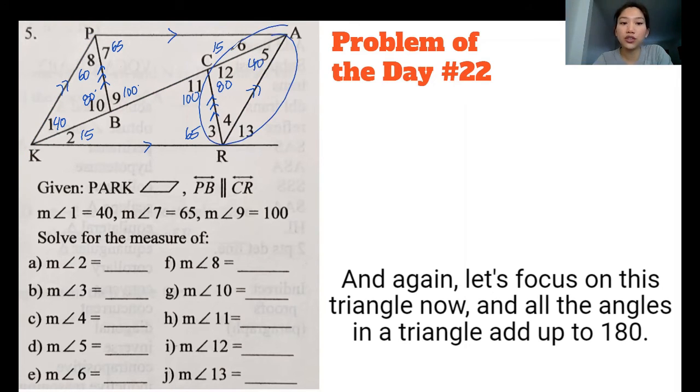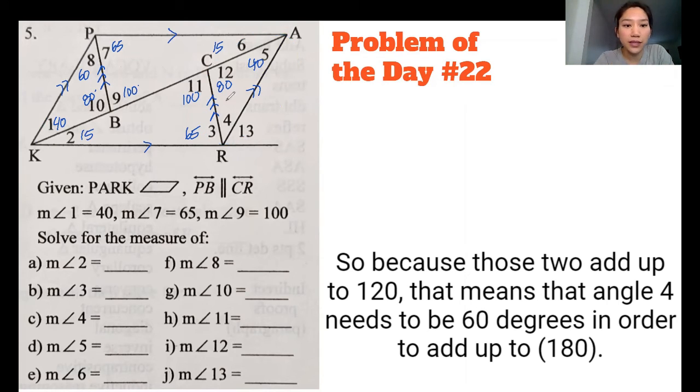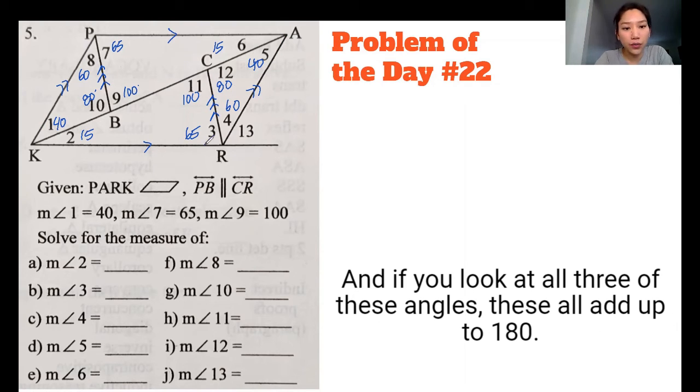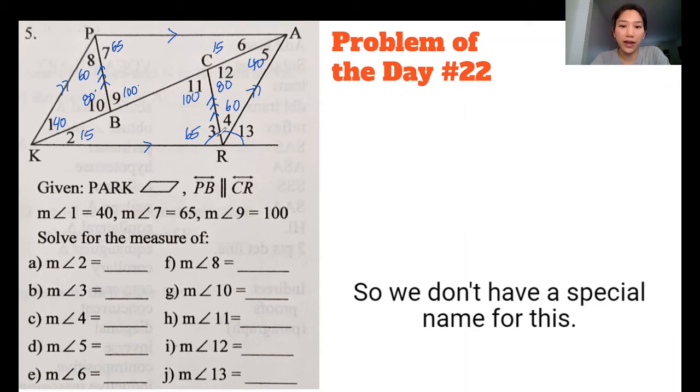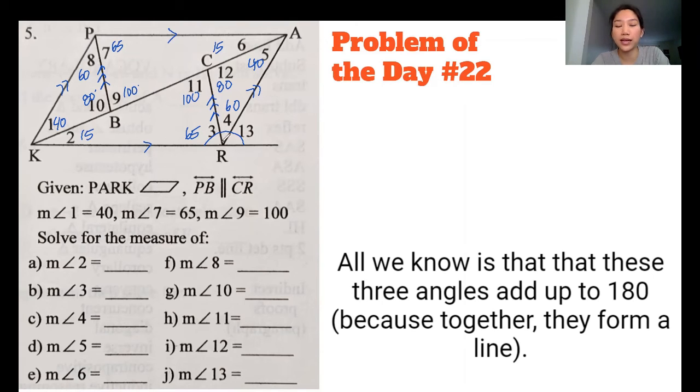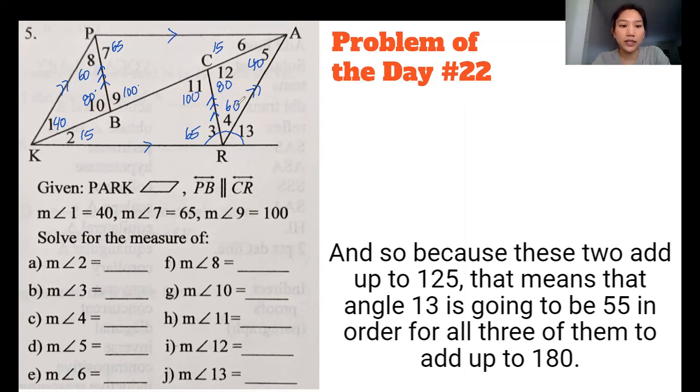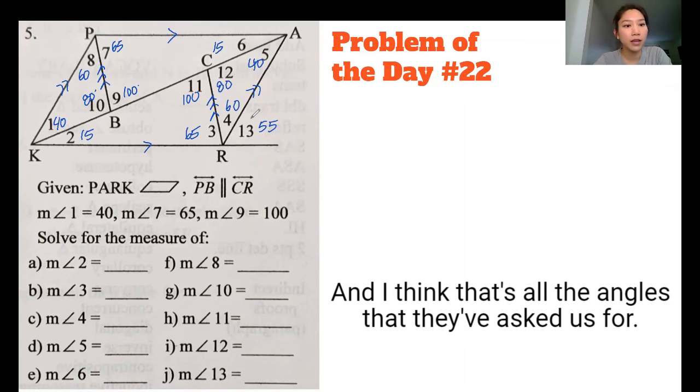Again, let's focus on this triangle now, and all the angles in a triangle add up to 180. Because those two add up to 120, angle 4 needs to be 60 degrees. And if you look at all three of these angles, they add up to 180. But because it's not just two angles, we don't call it a linear pair, because a pair is two angles that add up to 180. So we don't have a special name for this. All we know is that these three angles add up to 180. Because these two add up to 125, angle 13 is going to be 55 in order for all three of them to add up to 180. And I think that's all the angles that they've asked us for.